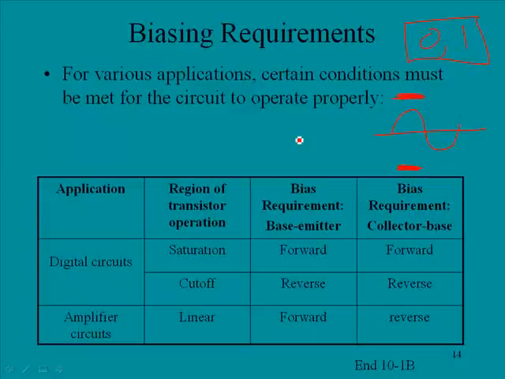Okay, this concludes our discussion on biasing, and the three conditions that we looked at were saturation, cutoff, and linear operation.